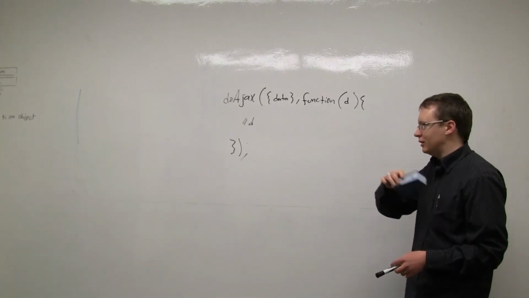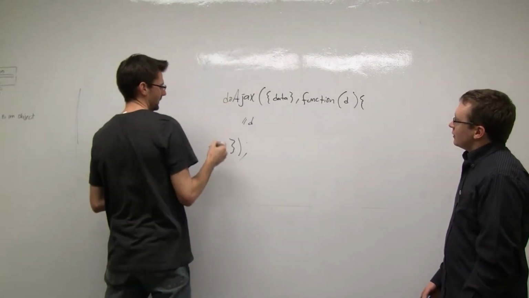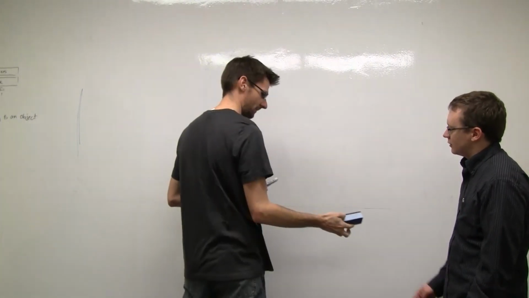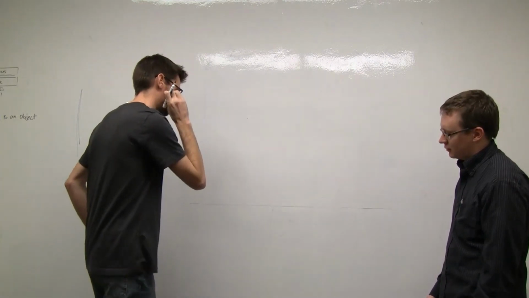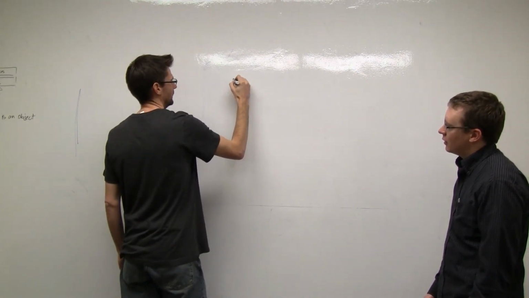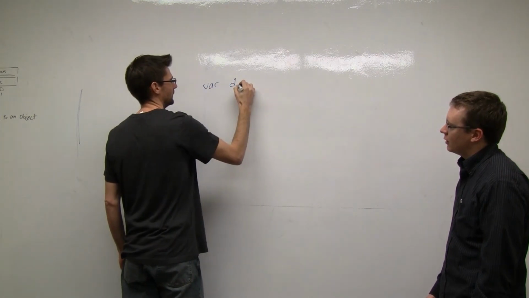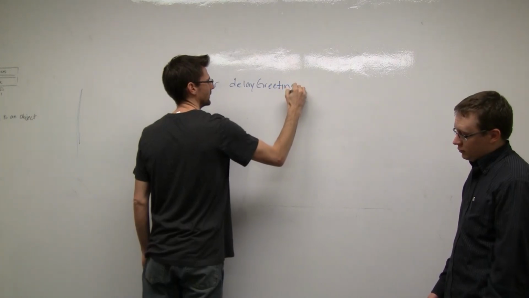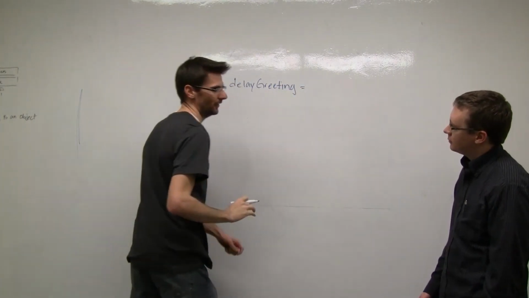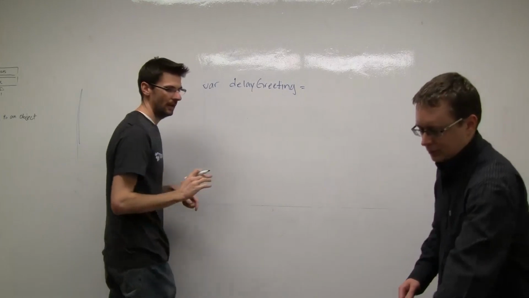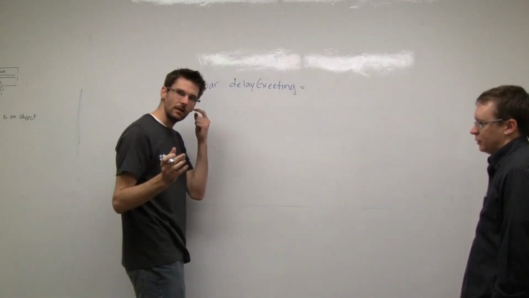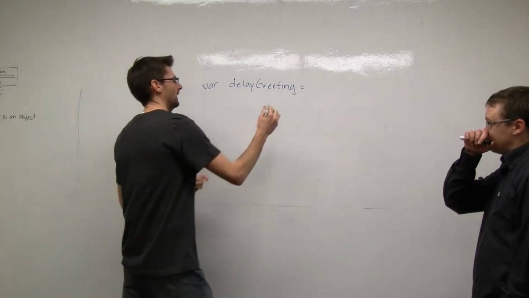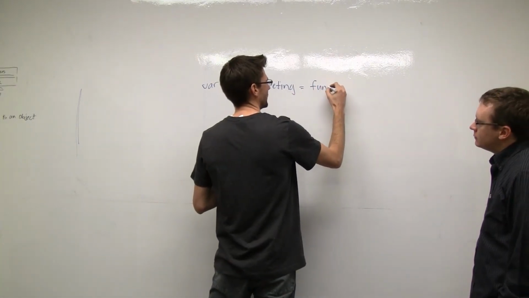Go ahead. Well, no, I just thought that we could actually write something real quick that would show you that, so you can do it in your console. Here's a quick little test that you could do. You could say var delayGreeting, and that equals. This is where it gets fun. So what we're trying to get across is that functions can be used as variables. They're just first-class citizens.